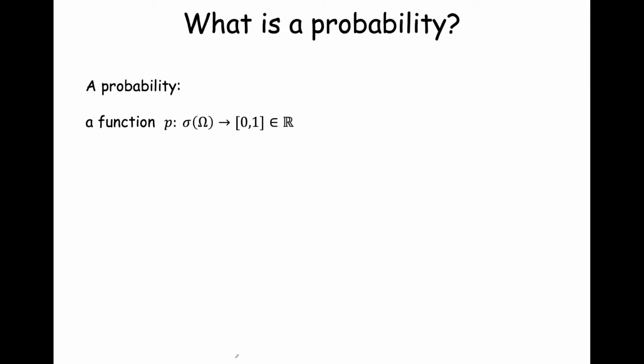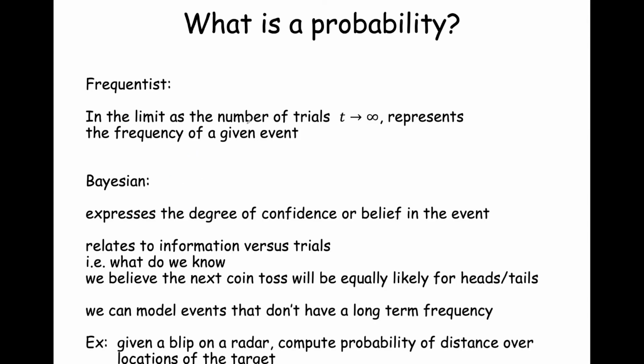Okay, so what exactly is a probability? We said it's a function, yes, and this function has as its domain the sigma algebra for your observations, so that's the set of all subsets of observations, or the power set of your observations, and it has a range between 0 and 1 on the real number line. And so given that probability function, there are different schools of thought, 2 of them, on how probabilities are interpreted.